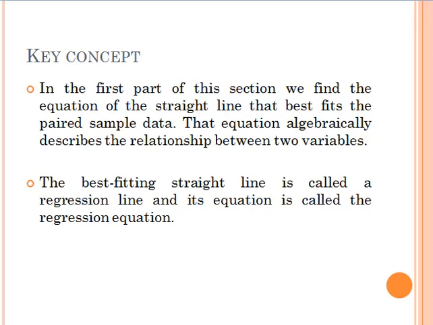The best fitting straight line is called a regression line. So the straight line which best fits the paired sample data is basically the regression line, right? And the equation for that line is called the regression equation. So the target is to find a straight line and determine the equation for that line, but the condition is that the line should best fit the sampled paired data, and we say that the straight line is the regression line and the equation for that straight line is the regression equation.